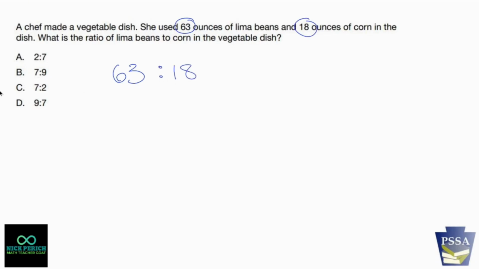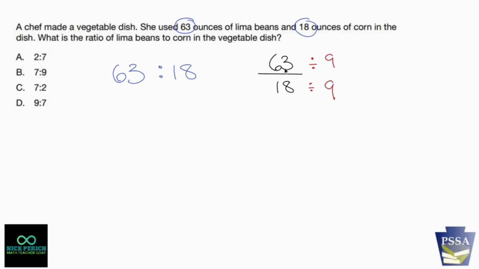Now, ratios are very much the same as fractions, so I could view this in a different way if I want to, and make believe that this is 63 over 18. Now, if you look at 63 and 18, you should recognize, well, wait a minute. Both of these numbers are divisible by 9. And if I were forced to simplify this fraction, I would divide the numerator and the denominator by 9, like so.